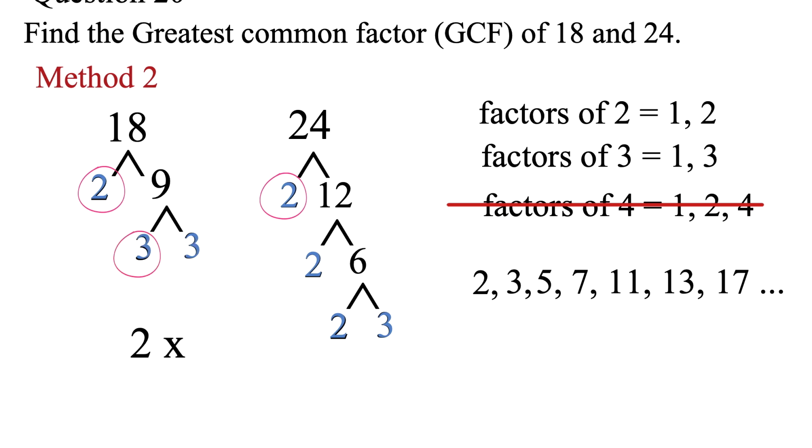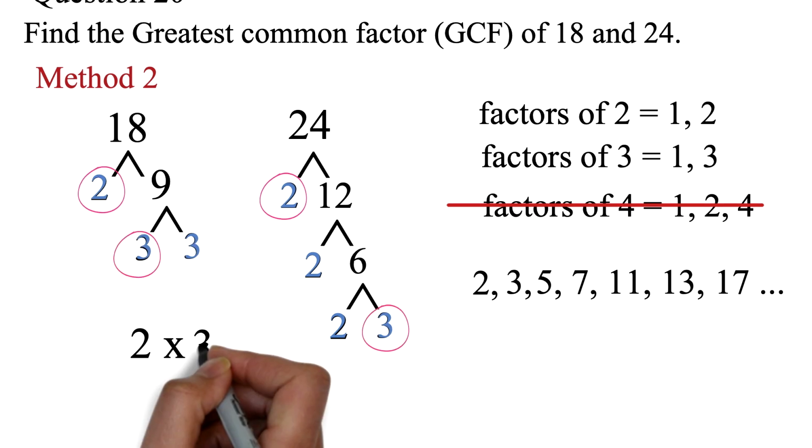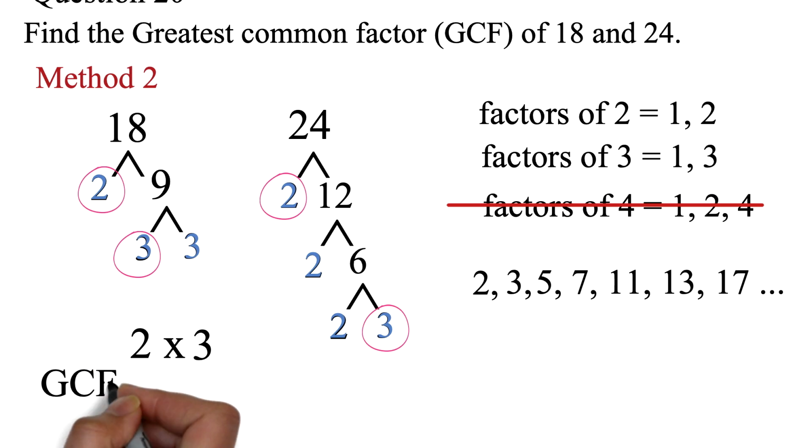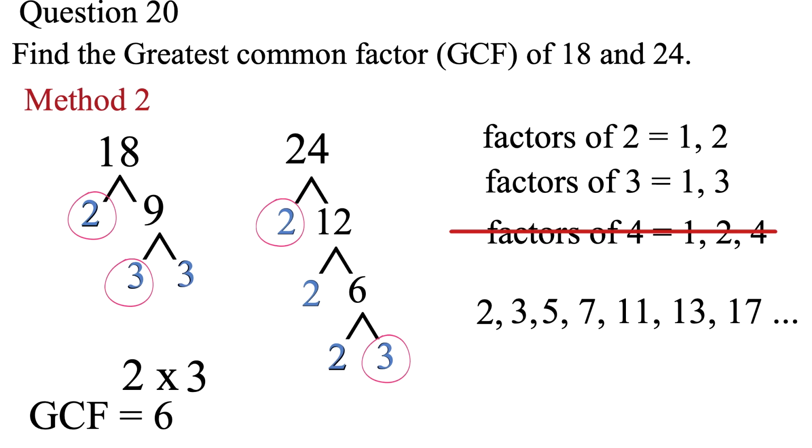And then 3 is also common to both. Our greatest common factor is therefore 2 times 3. This will give us 6 as our GCF.